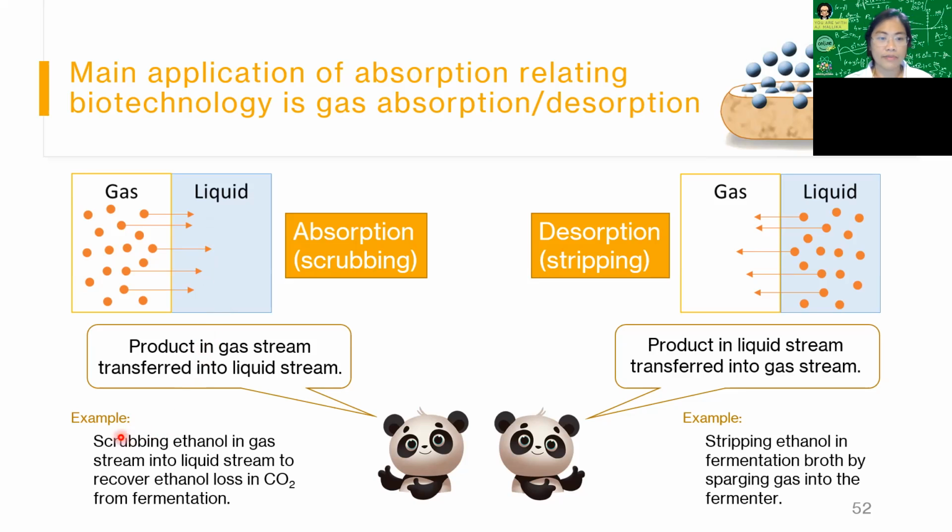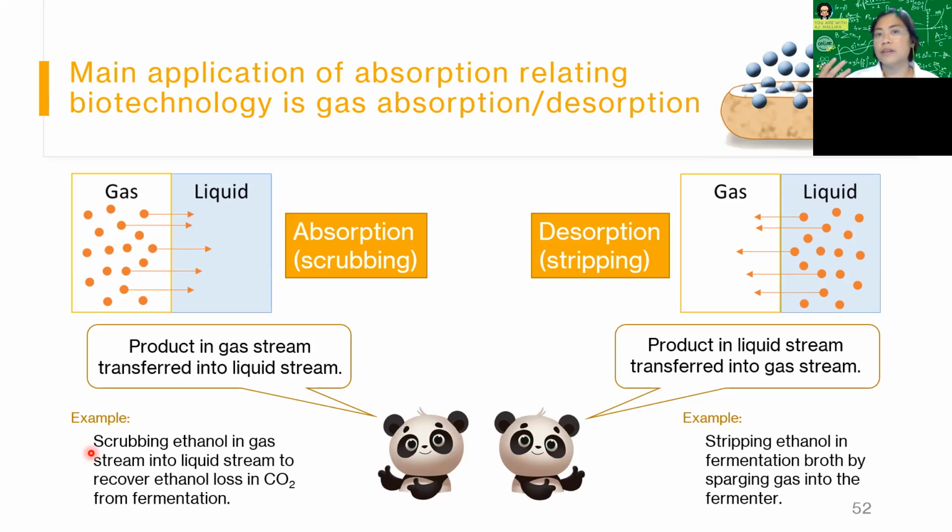The example of scrubbing is a scrubbing of ethanol in gas stream into a liquid stream to recover ethanol loss in CO2 from fermentation. This example is very clear. Like in ethanol fermentation, in a big scale ethanol fermentation, carbon dioxide is produced, and since this is a gas, it takes away ethanol from the liquid with it as well.